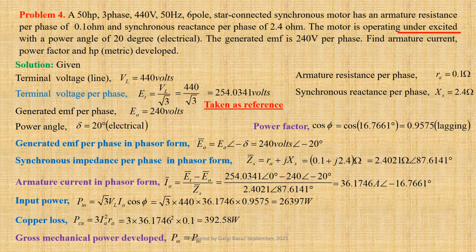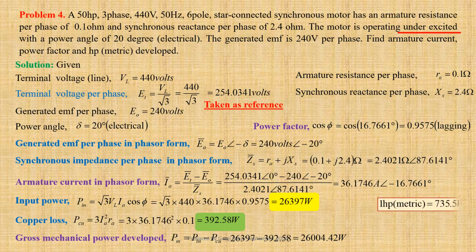Now we shall determine gross mechanical power developed. Pm equals Pin minus P copper. Using values we get 26,397 minus 392.58. That gives us 26,004.42 watts. Since 1 HP metric equals 735.5 watts, we get Pm equals 26,004.42 divided by 735.5. That gives us 35.356 HP metric.